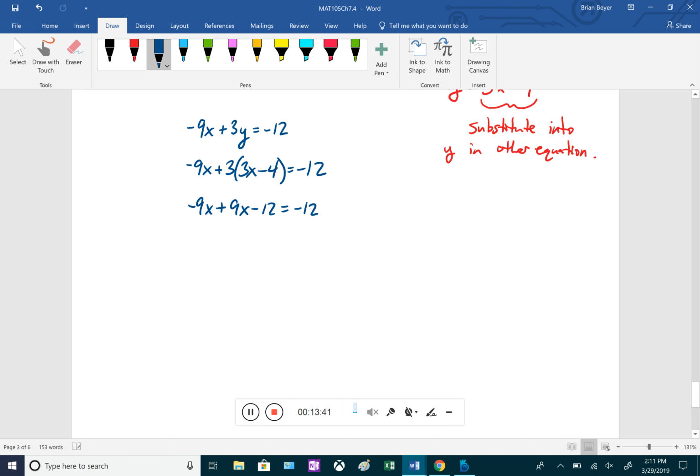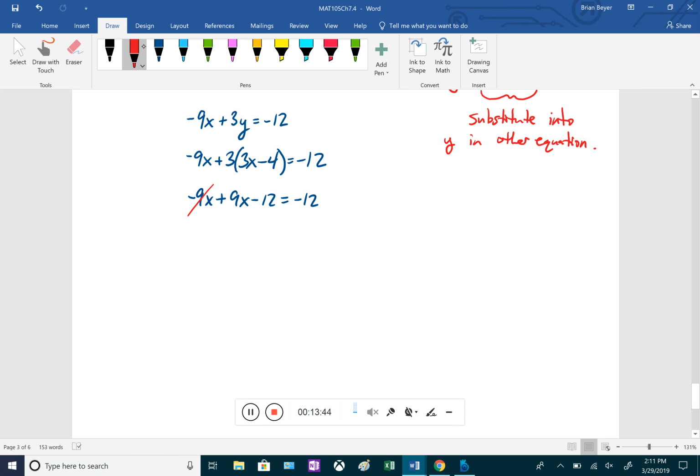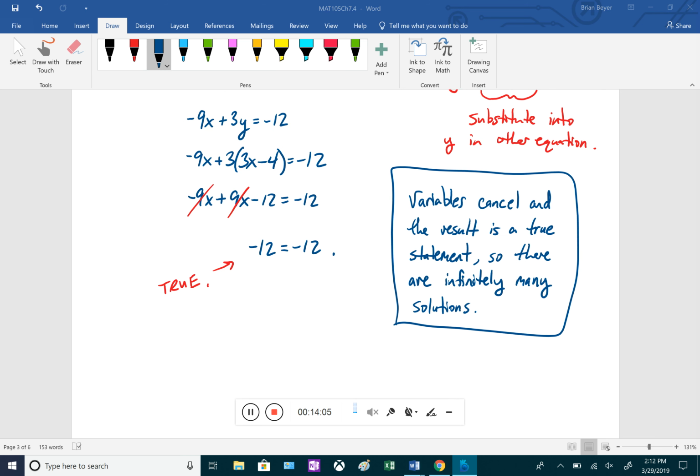Once we get to this point, once again, those variables are going to cancel, and we're left with negative 12 equals negative 12. This time the variables canceled, and we got a true statement. If the variables cancel and we get a true statement, that means these equations are actually the same and there are infinitely many solutions. Okay, so that is it for the substitution method.